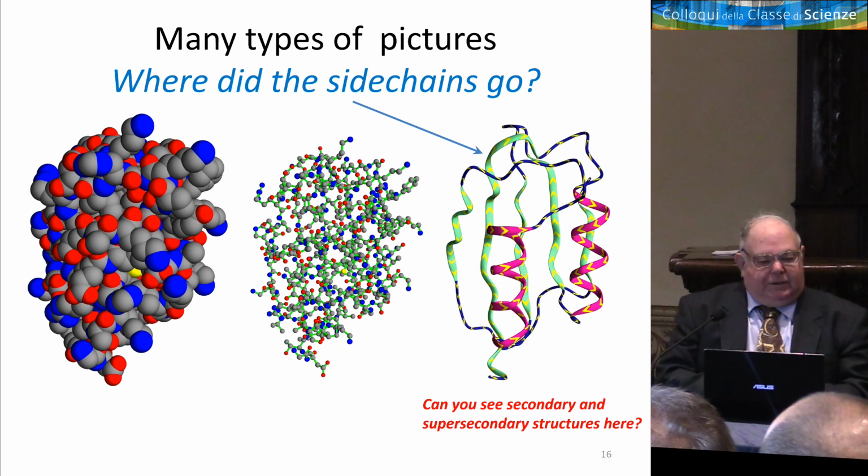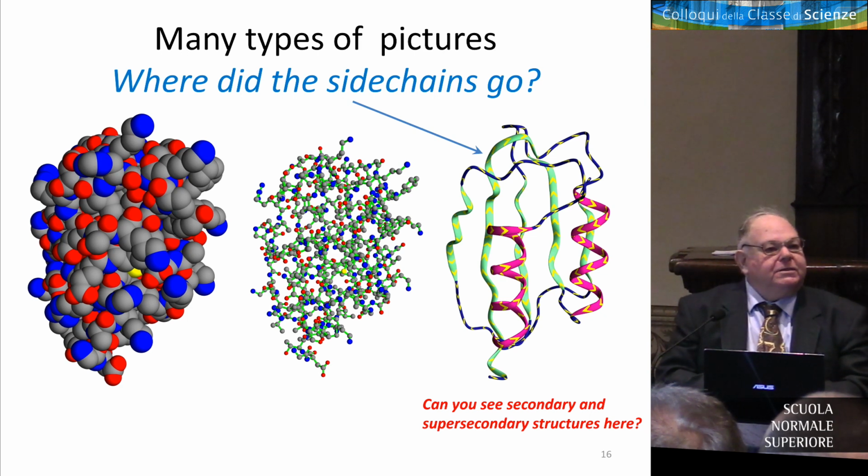The center one is what's called a ball and stick representation, and the right is one of these cartoons. Now, the one on the right is perhaps the clearest because you can see the helices, you can see the strands of sheet. In fact, they're even made easy to see by being in different colors.